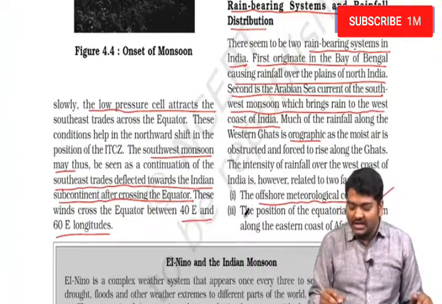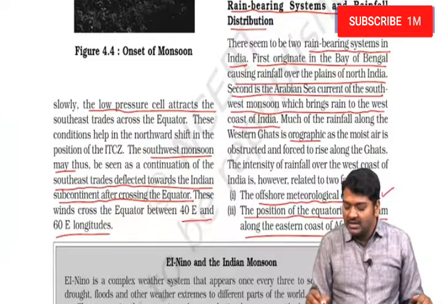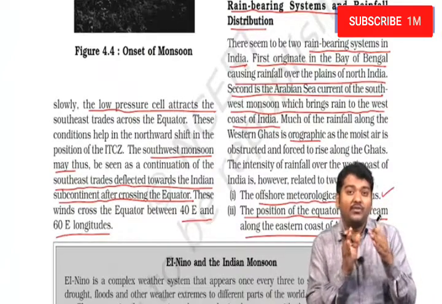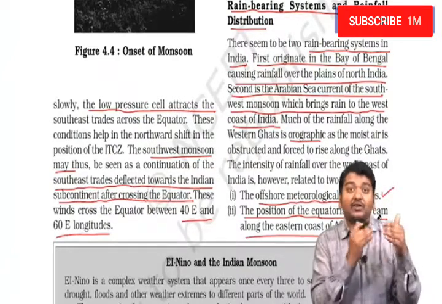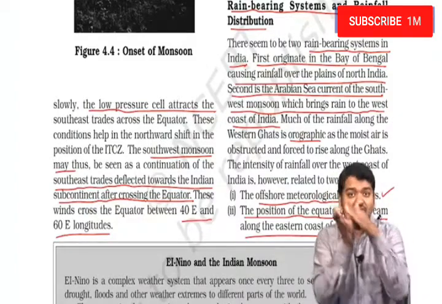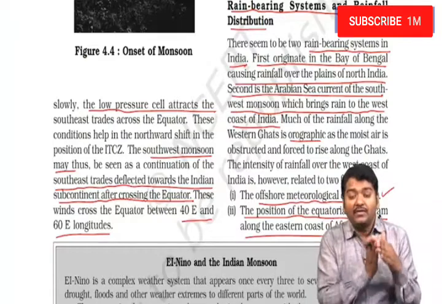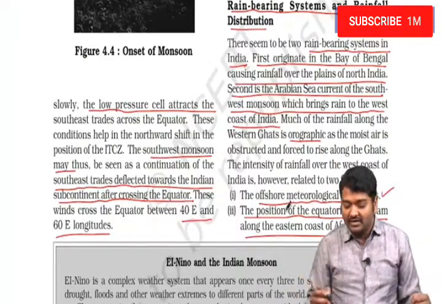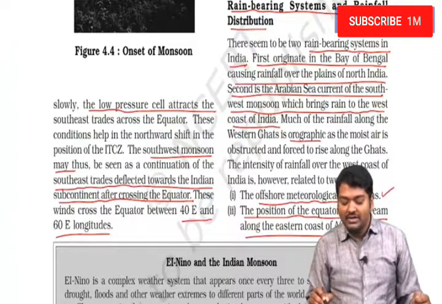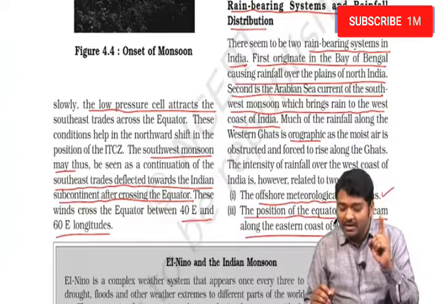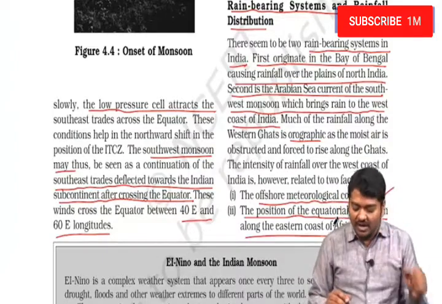Then we need to understand the position of the equatorial jet stream along the eastern coast of Africa. I have already told you that whenever we talk about the winds blowing after crossing the equator, it should be between 40 to 60. So this position is also very, very important. Whenever the position changes, there will be an impact. Let me explain this with the help of a diagram.